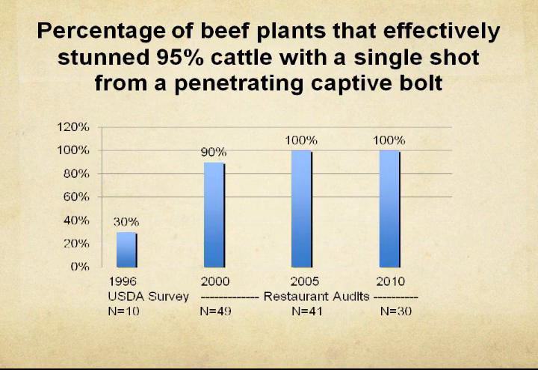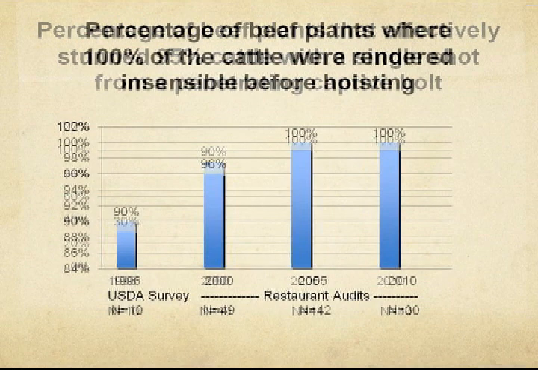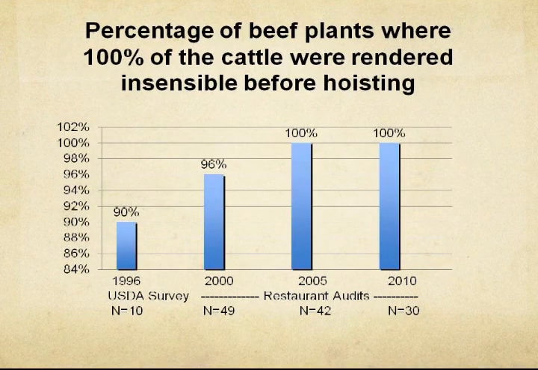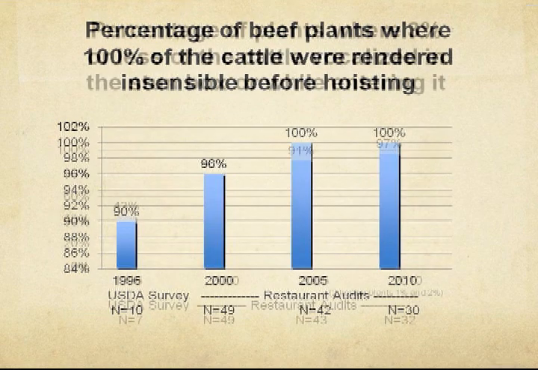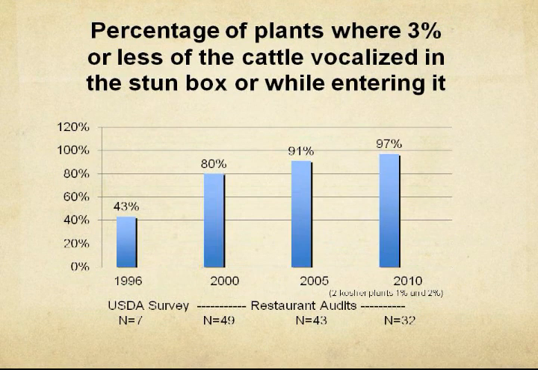Okay, let's look at some other things. Let's look at insensibility. That's gotten a whole lot better over the years. The USDA has been getting a lot more strict, and here we can measure improvements. Boy, I can tell you, back in the bad old days, it was bad. And how about vocalization? Percentage of plants where 3% or less of the cattle vocalized, they could pass the vocalization audit. That's gotten a whole lot better. And even the kosher plants, the ones that have got decent restrainer equipment, they're passing it now.